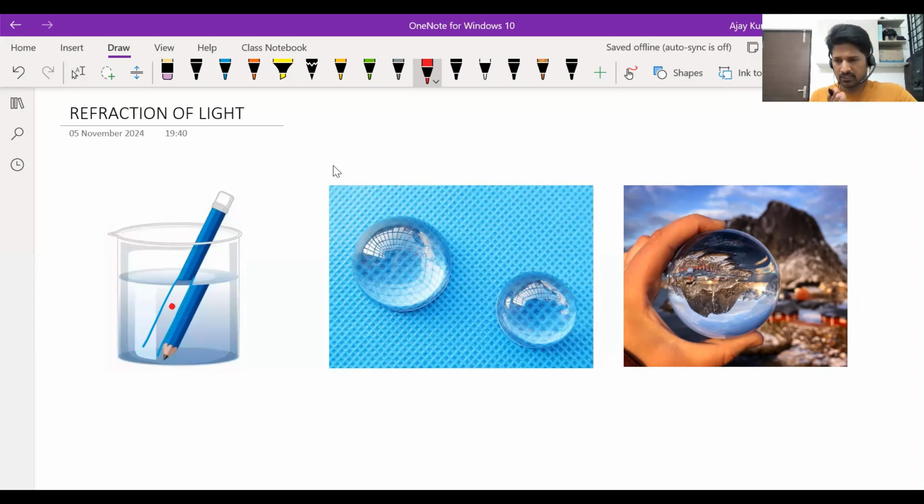But because of water, or rather because of light traveling from water into air, what happens? Light bends and it appears to be coming from this point. It is actually present at A, but for us it appears to be present at B. So this is the effect of refraction of light.